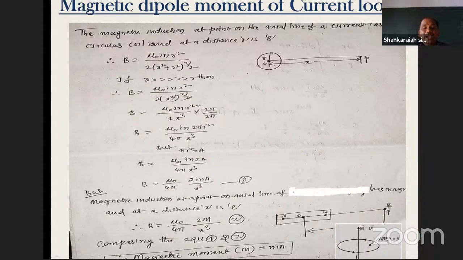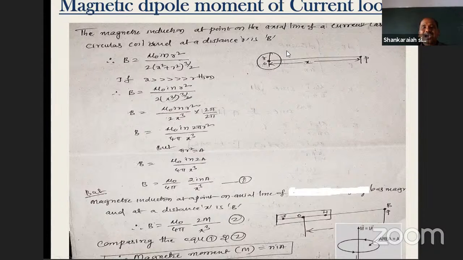Like this, the magnetic moment SI system unit is ampere meter square. Magnetic moment, SI system unit is what, sir? Ampere meter square. According to this expression, write the units of magnetic moment, N I A.